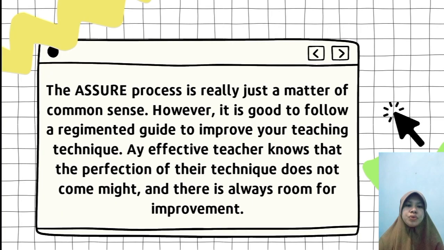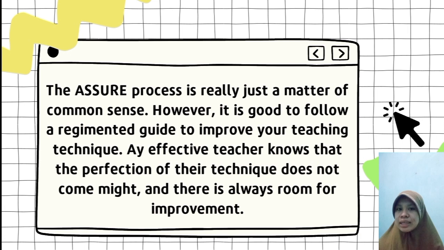So, in conclusion, the ASSURE process is really just a matter of common sense. However, it is good to follow a regimented guide to improve your teaching technique. An effective teacher knows that the perfection of their techniques does not come overnight, and there is always room for improvement. By following the ASSURE process, you will be sure to improve your teaching for many years to come.